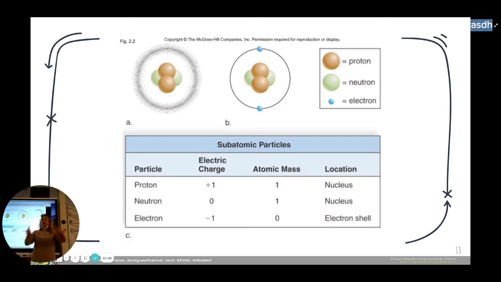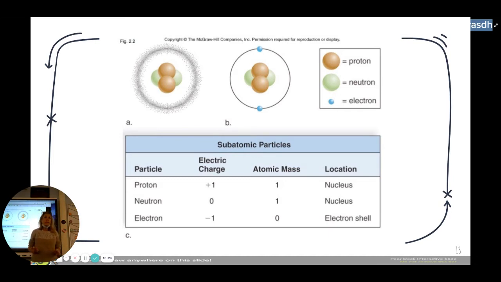Atoms are made of protons, neutrons, and electrons. The protons and the neutrons are in the nucleus, atomic mass. The electrons are in energy levels. 2, 8, 18, 32. 8, 8, 8 is great, octet rule.